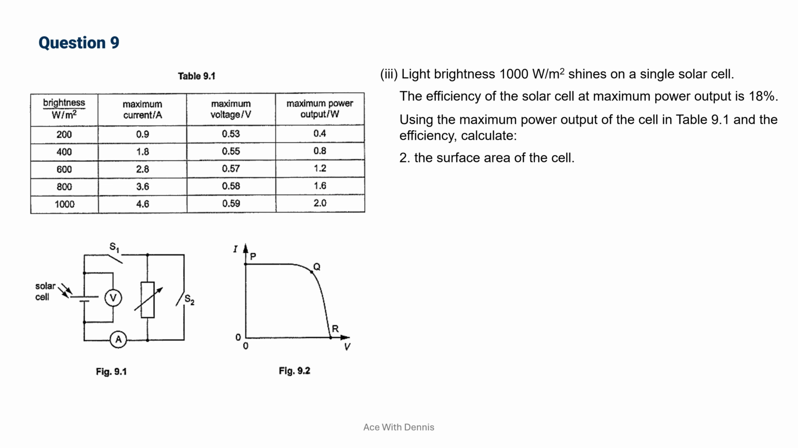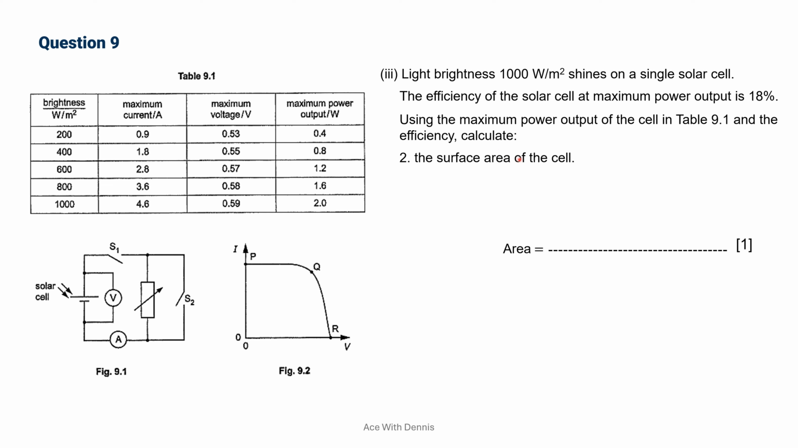2. The surface area of the cell. 1 mark. To calculate the surface area of the cell, we need to look at the ratio of the light brightness here, 1000 watt per meter square. What does this mean? This means that every 1 meter square, the light brightness is 1000 watts. In part 1, we have calculated the power is 11.1 watts. So 1 meter square is to 1000 watts.